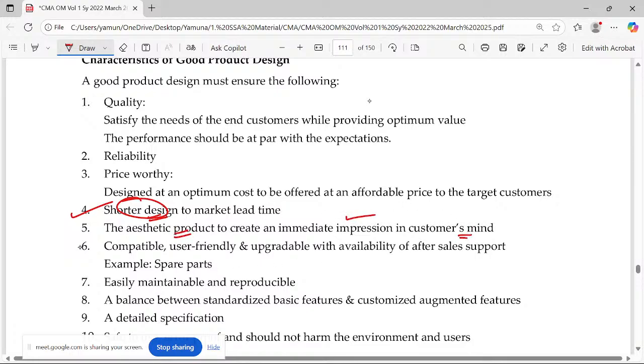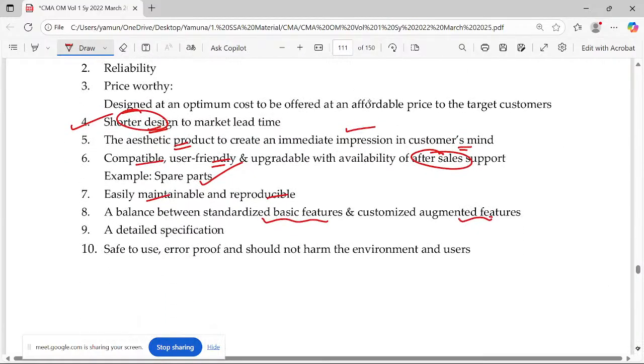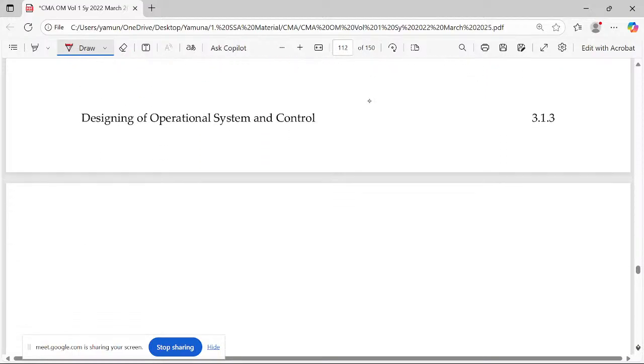What's beauty in that? Compactable, user friendly, and it should have after-sales support also, like spare parts should be made available. It should be easily maintainable and reproducible, and balanced for standardized basic features and the augmented features. I'm asking for a customized structure, which means there should be some customized value in that. Detailed specification should be there, and it should be safe to use, error proof, and should not harm the environment. I think this is 3.1.